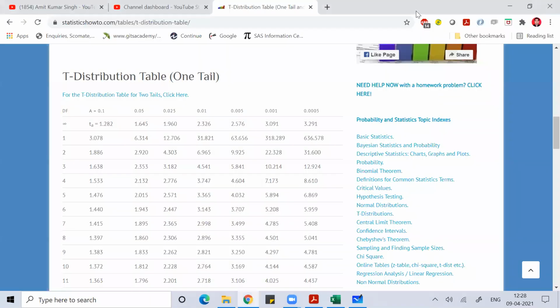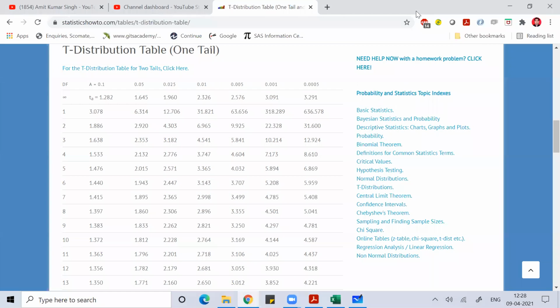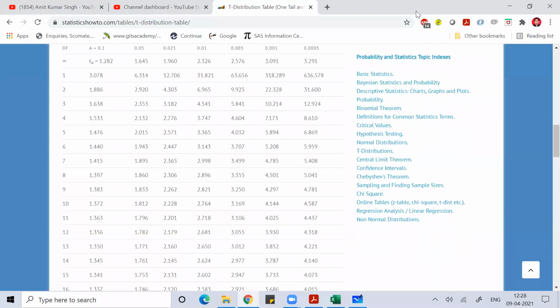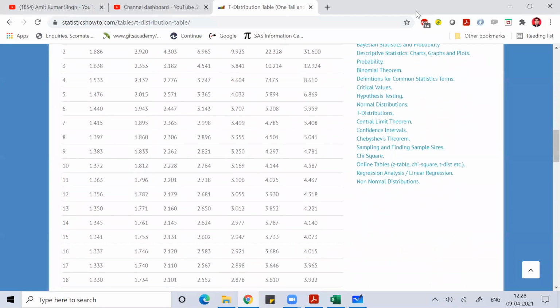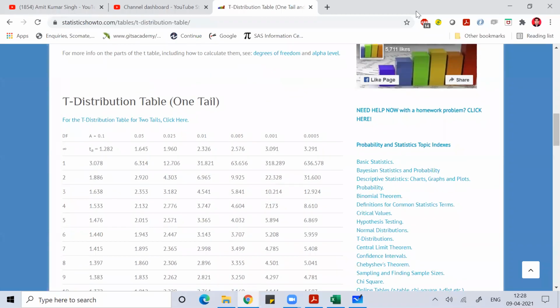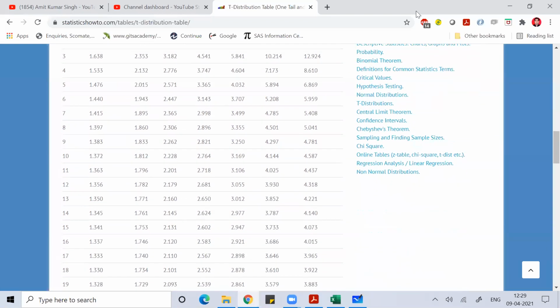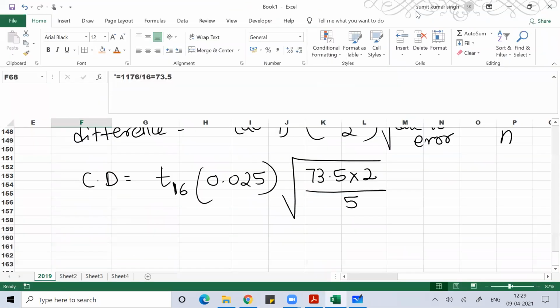So 16 at 0.025. You can see 16 in the third column is 2.12. Either in the one tailed table you see level of significance 0.025, or if you're using the two tailed table you see 0.05. It means the same thing. Degree of freedom 16 you get from n minus k. So that is 2.12. Any doubt, anyone?